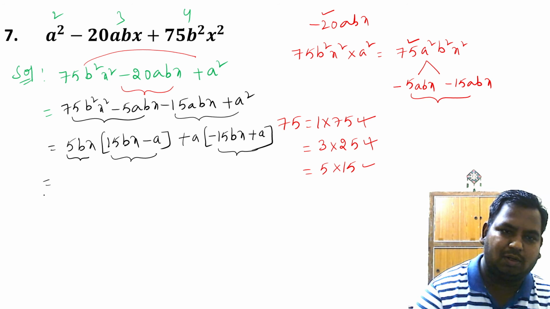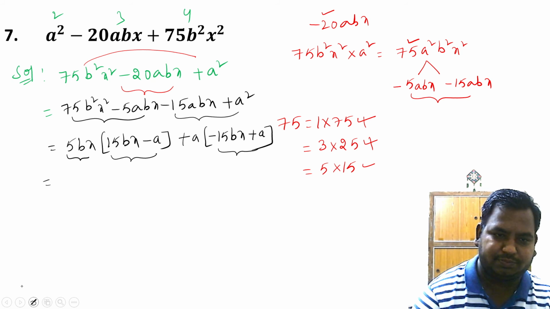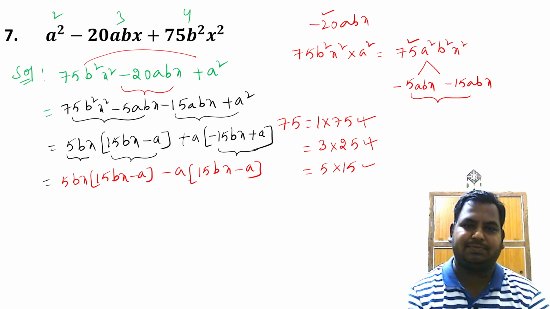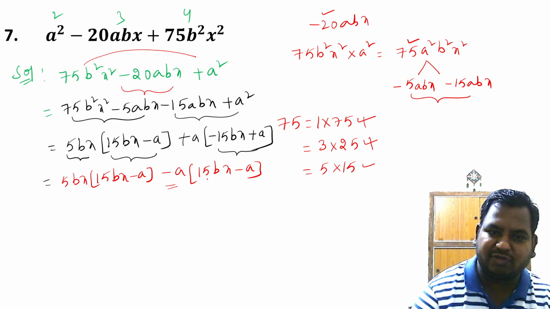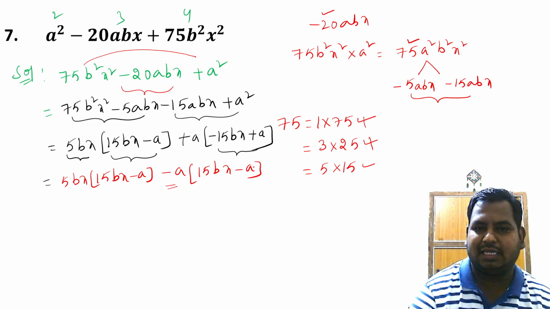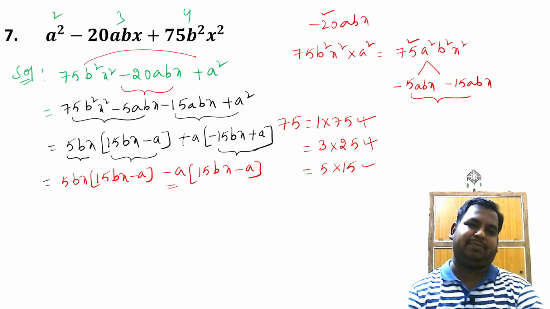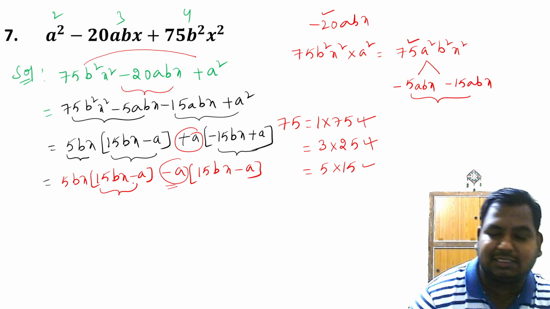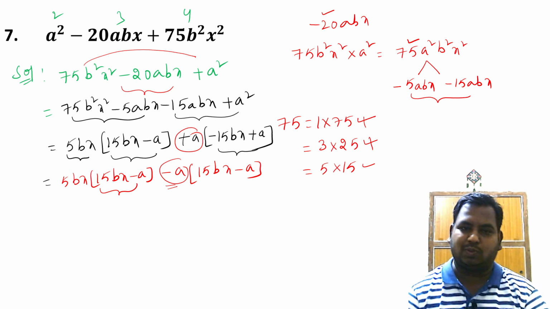This problem can be solved by the method which I discussed with you. We'll write 5bx of 15bx minus a as it is. We have plus a. We can write plus a as minus a of 15bx minus a. See here, minus a into 15bx is minus 15abx, and minus a into minus a is plus a squared. Did you get me? You just write plus a as minus a of this term. Okay, the problem will be solved.